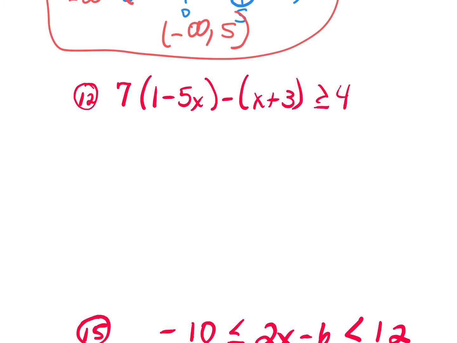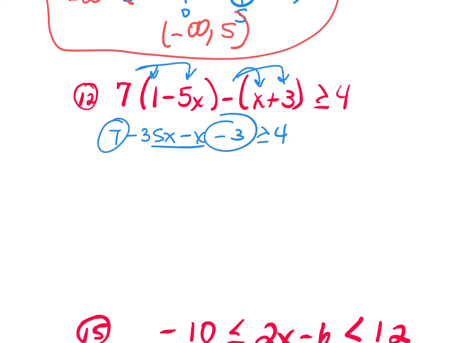Okay, number 12, same thing. First thing I'm going to do is distribute this 7. So I have 7 minus 35x. Now I have a negative here. I'm going to distribute this negative. So I have minus x minus 3 is greater than or equal to 4. So combine like terms. We have negative 35x and a negative x gives me negative 36x. 7 minus 3 is going to give me a positive 4. And we're going to say greater than or equal to positive 4.